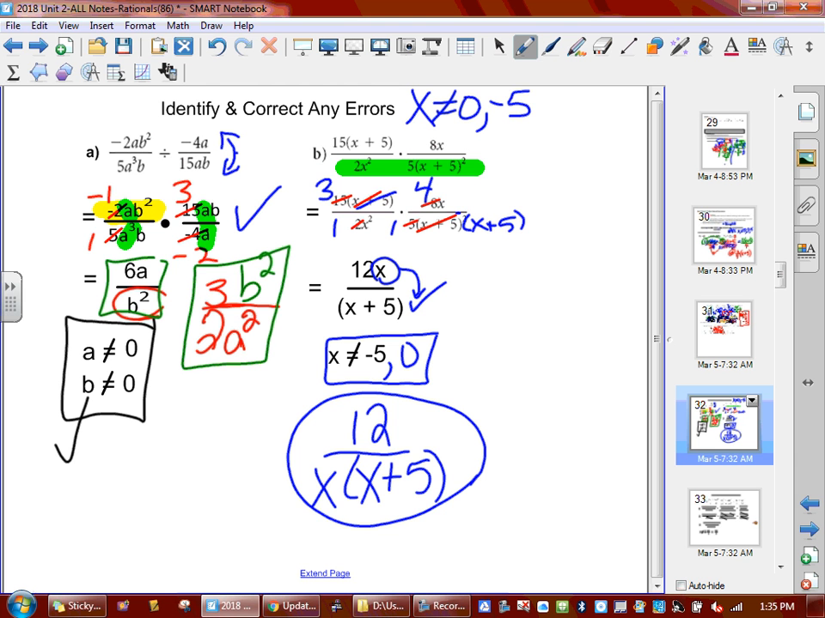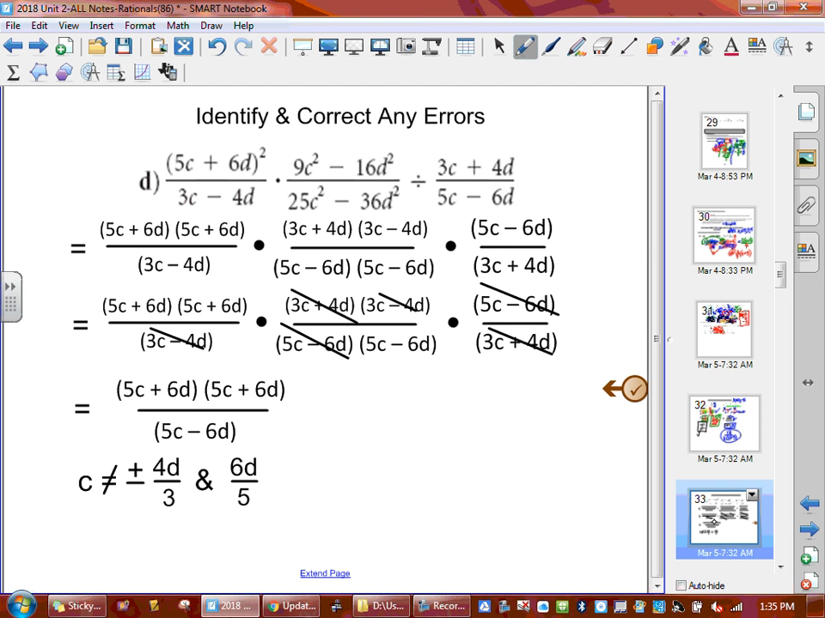No? Okay, let's look at that gigantic one. The Gigantor. All right. This guy's crazy. I'll tell you first of all, it is factored correctly. Now we have to check and see if they've reduced everything and if they've got all the non-permissibles.